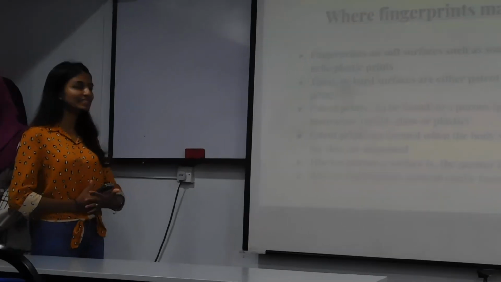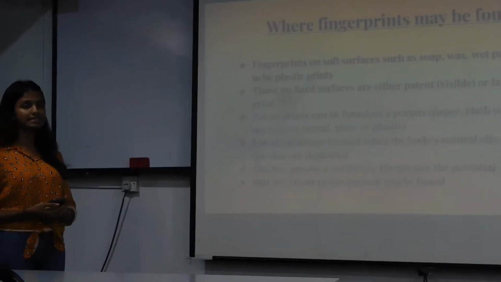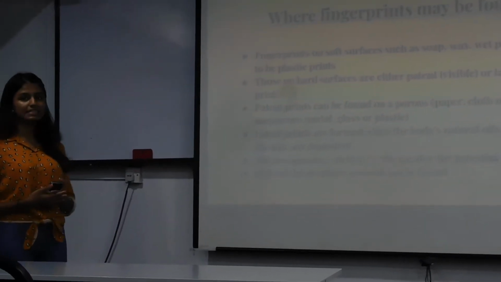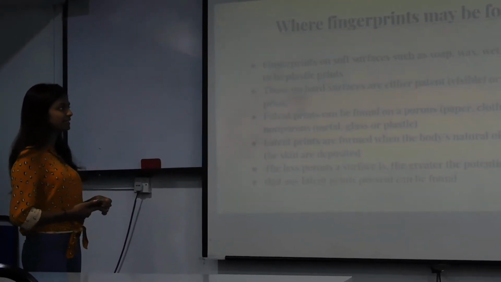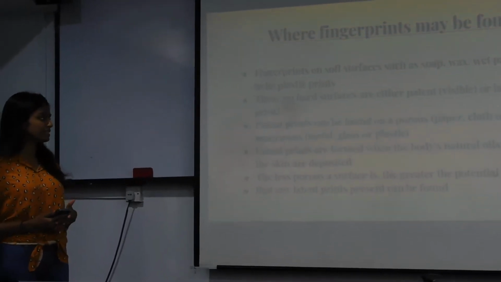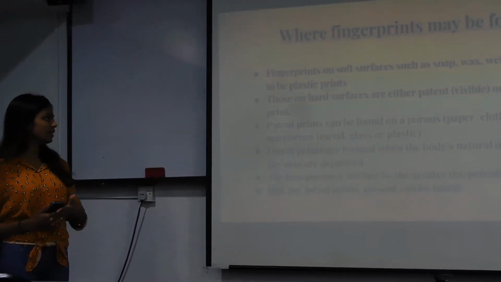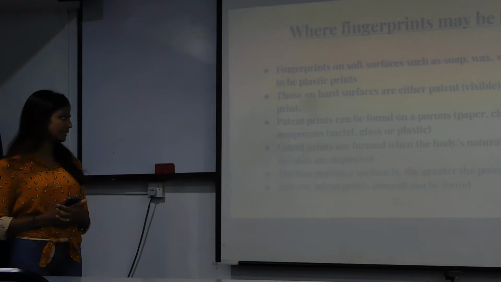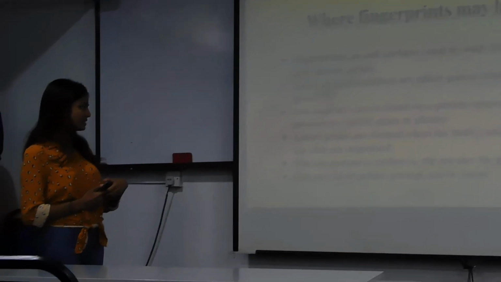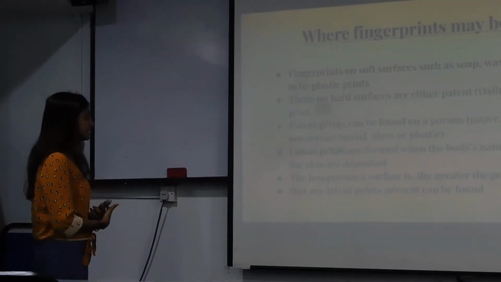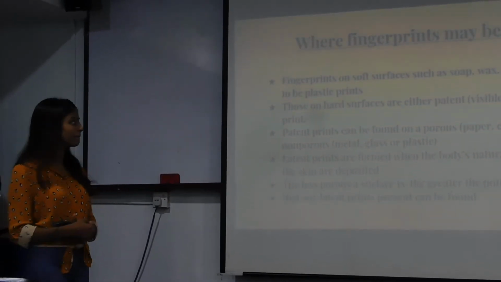Okay, so where fingerprints can be found: fingerprints on soft surfaces such as soap, wax, and wet paint are likely to be plastic prints, which are visible. So there's no additional technique needed to identify them. Those on hard surfaces are either pattern prints, which are visible, or latent invisible prints. Pattern prints can be found on porous surfaces, which are paper, cloth, or wood, or non-porous surfaces, which are metal, glass, or plastic. Latent prints are formed when the body's natural oil and sweat on the skin are deposited on another object, and the less porous a surface is, the greater the potential that any latent prints present can be found.